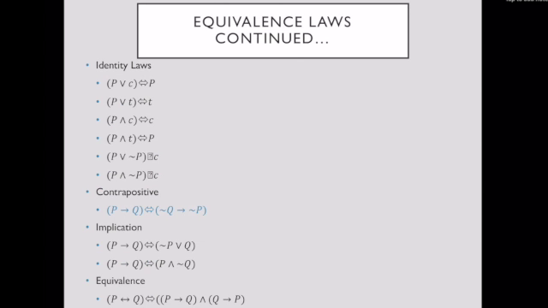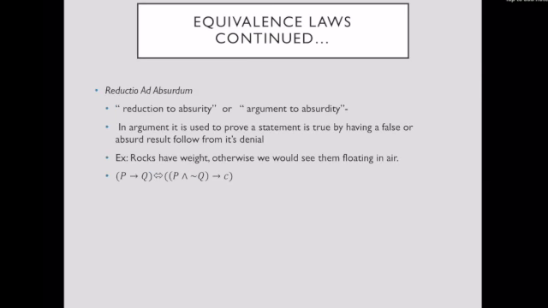Given a P and a contradiction, your outcome's P. Given P and a tautology, your outcome is a tautology. Given P and C, you'd get a contradiction. P and T would be logically equivalent to P. P and P or not P is logically equivalent to a contradiction, and so is P and not P. Contrapositive, that's something we're going to prove in just a second. We also have implication, so ways we can get rid of this little arrow symbol. That's going to be a big thing we're going to focus on in this section. And equivalence. So remember, the biconditional is equivalent to P implies Q and Q implies P.